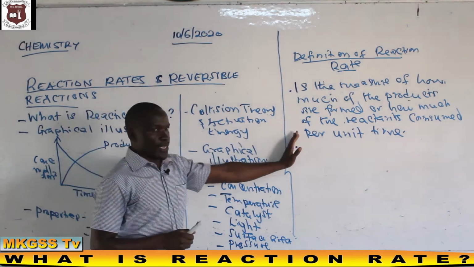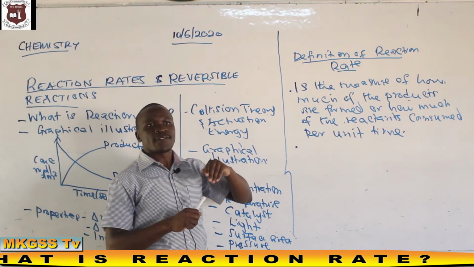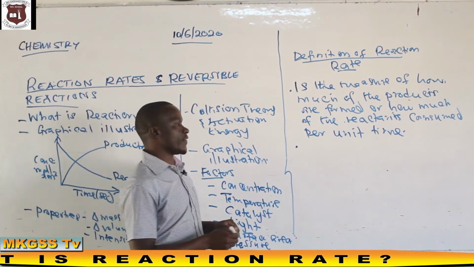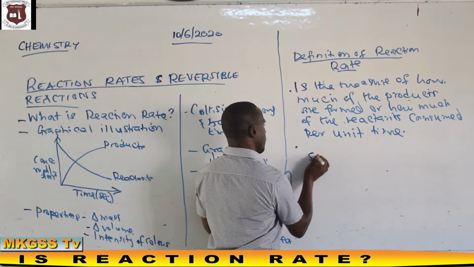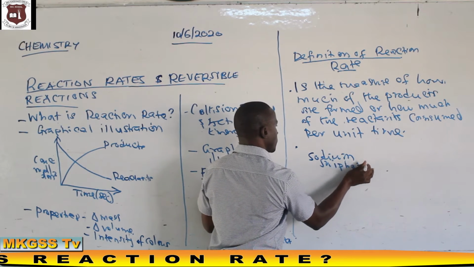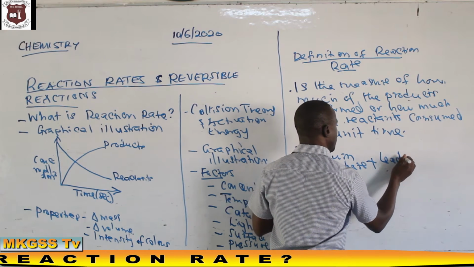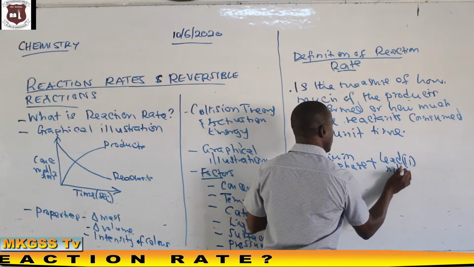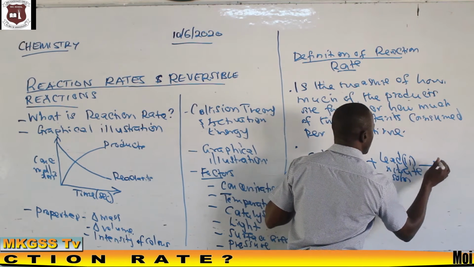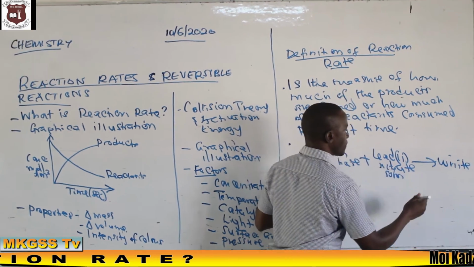Now, you'll realize that some chemical reactions take very short time for them to come to an end. For example, in the reaction between sodium sulfate solution and lead 2 nitrate solution, there is normally formation of a white precipitate within a short time.